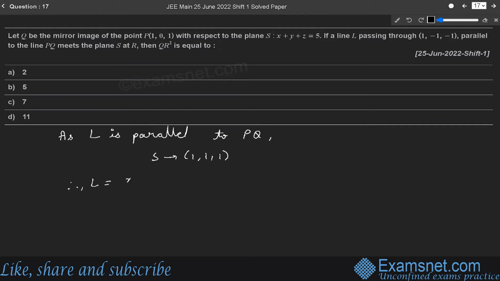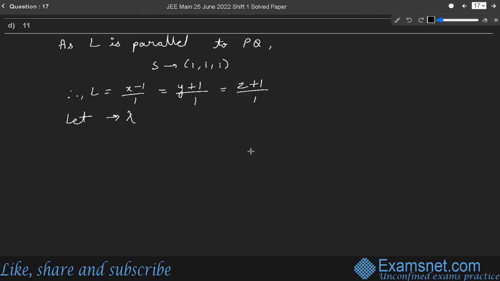Therefore, L will be x minus 1 upon 1 is equal to y plus 1 upon 1 is equal to z plus 1 upon 1. Now, let the point of intersection of L and S be a variable. So, we are letting it as lambda. This is the point of intersection of L and S. Therefore, we can say that lambda plus 1 plus lambda minus 1 plus lambda minus 1 is equal to 5. So, lambda will be equal to 2. Therefore, R will be (3, 1, 1).